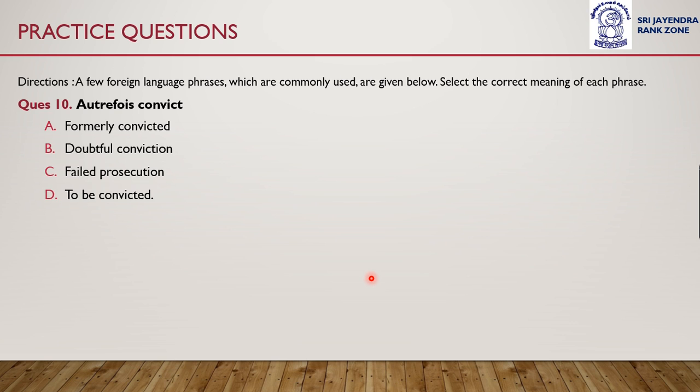Autrefois convict. Question number 10 is autrefois convict. What does it mean? Option A, formerly convicted. Option B, doubtful conviction. Option C, failed prosecution. Or option D, to be convicted.